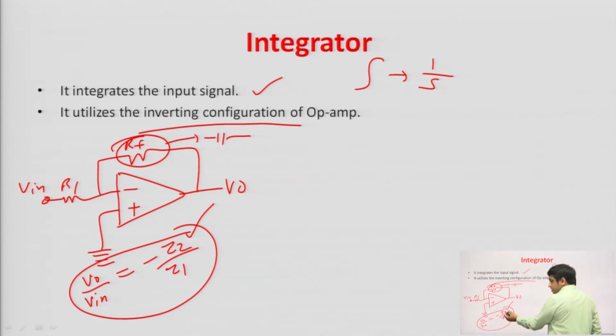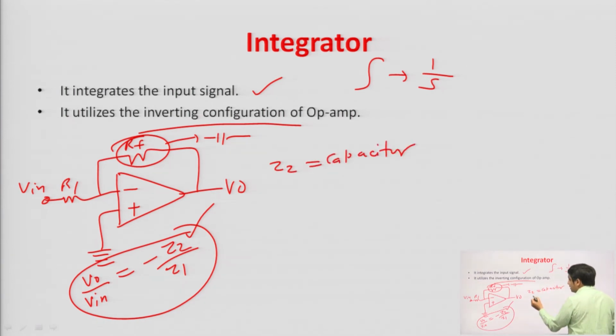If Z2 is a capacitor, then we know that the impedance of the capacitor is 1 by SC. So, you can see that if Z2 is a capacitor, meaning the feedback is a capacitor, then the impedance will be 1 by SC, and there we will get the term 1 by S. So, the point is that by understanding these things, we come to know that if we connect a capacitor in the feedback, then it will become an integrator, fine.